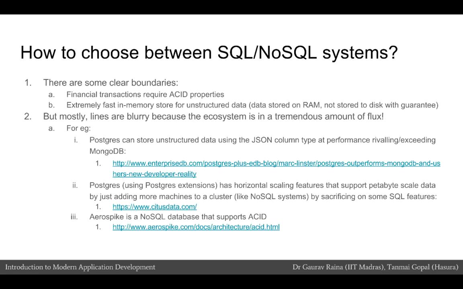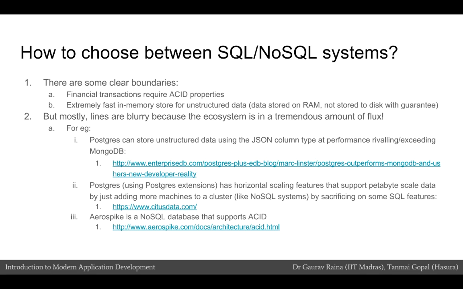Another extreme example is if we need a very fast in-memory store, which is typically a use case for caching, and we want to store our data on RAM. We don't care about writing our data to disk, and we want read and write access to be extremely fast. This is a perfect use case for a NoSQL system like Redis.